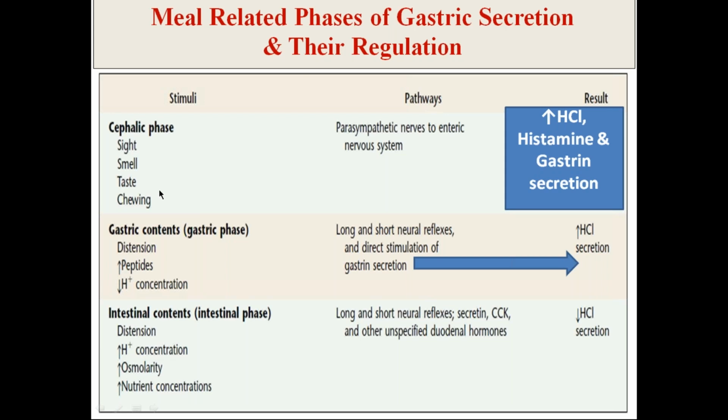This is a summary of what I have told you in the phases of gastric acid secretion. I am again and again reinforcing that because this is also a very common question. Enumerate the phases of gastric acid secretion and describe their mechanism and how they are regulated. Right? So this is giving you an overview of how the meal related changes occur in the gastric secretion and how they are regulated.